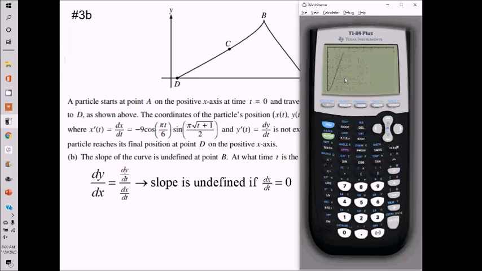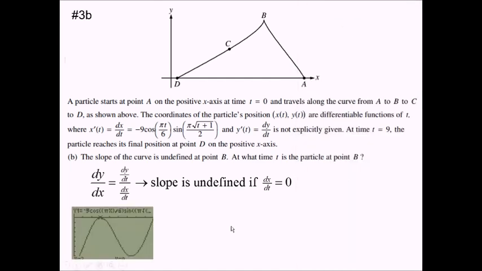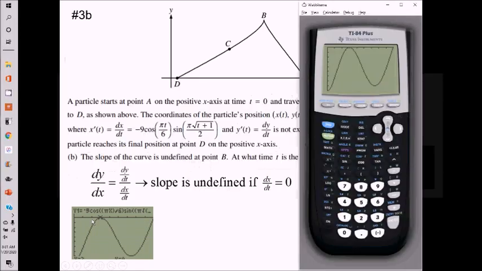All right, so there we go. There's the graph of x prime. Very nice. Taking a look at this, it looks like dx over dt equals 0 right about here. And the other spot I think happens at the very end of the interval. Let's go and see what that exact spot is.